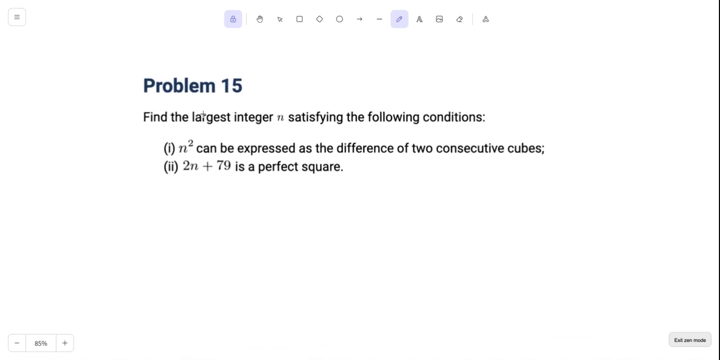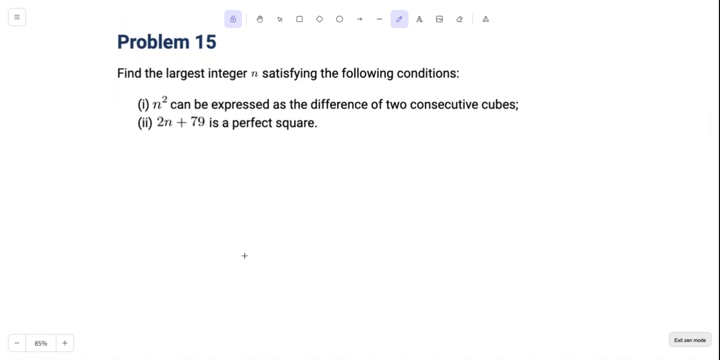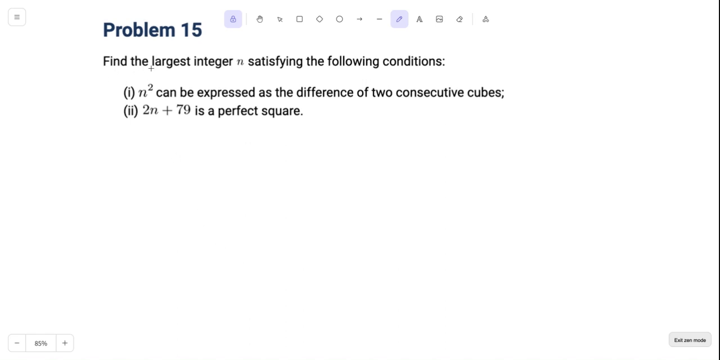Problem 15. This one was surprisingly easy, so I decided to do a video over it. Find the largest integer n satisfying these conditions. Number 1: n can be expressed as the difference of two consecutive cubes. Number 2: 2n plus 79 is a perfect square.